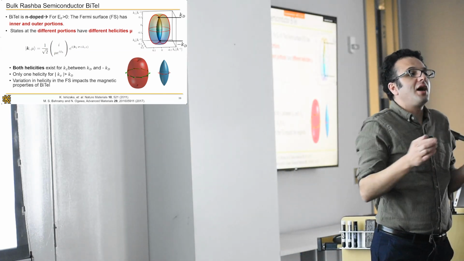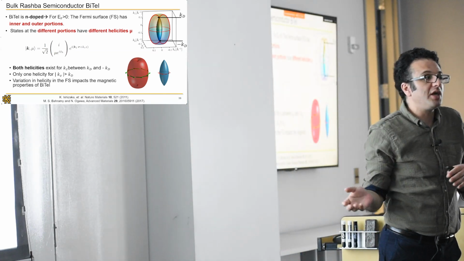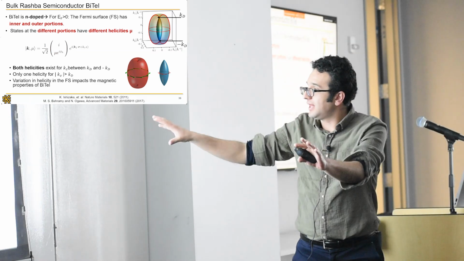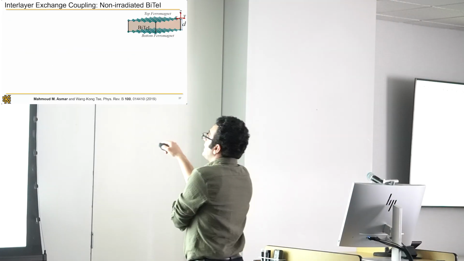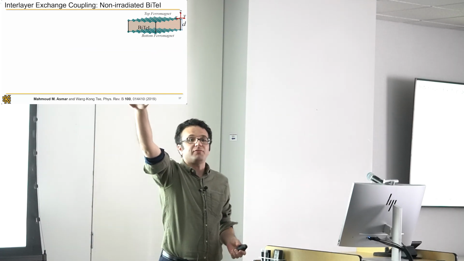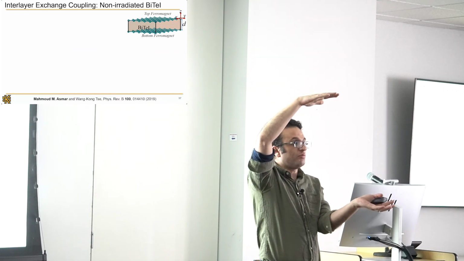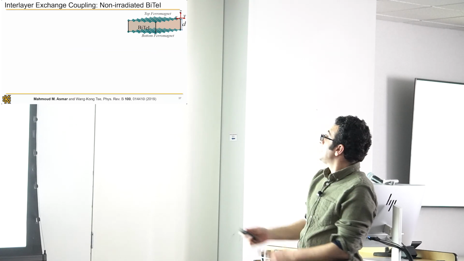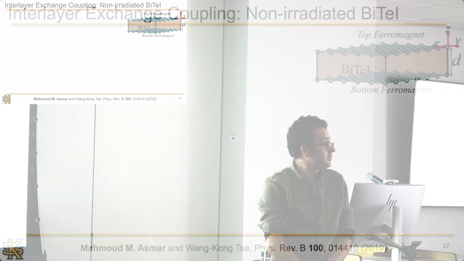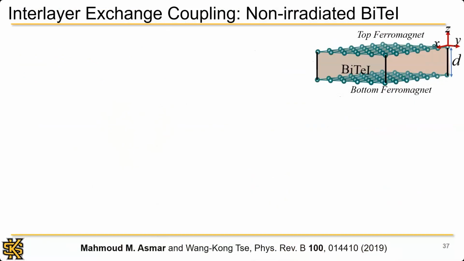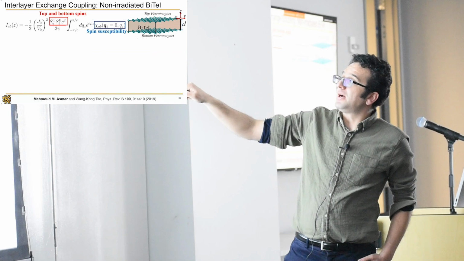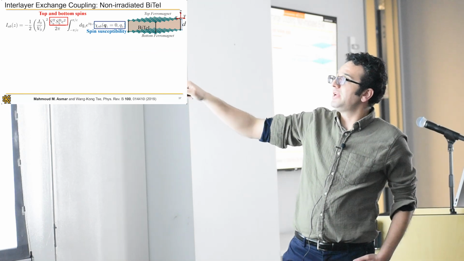So the chi XX and chi YY may be equal, but they are not equal to chi ZZ due to this asymmetry in the helicities of the two portions. Let's assume that we get this material. We put a 2-dimensional ferromagnet on top and bottom of the material. So that means that we're going to mediate the RKKY interaction through these fermions of bismuth telluride iodide. We can find the magnetic exchange simply by integrating the magnetic susceptibility.